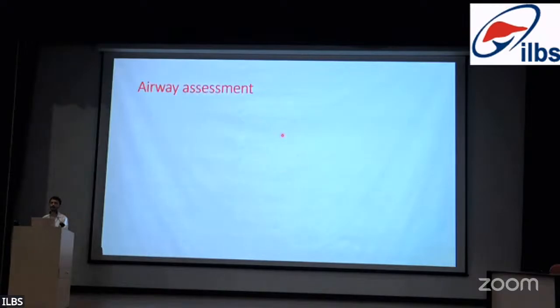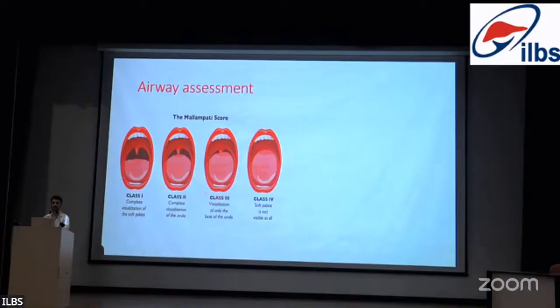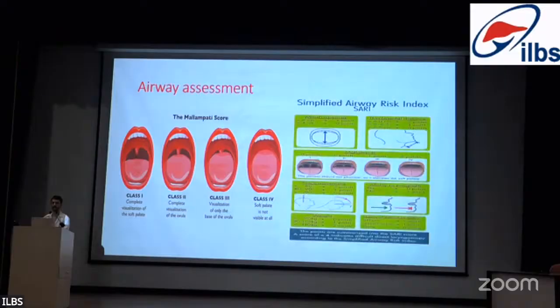Next, moving to airway assessment. In the daycare procedures, there is no time for detailed airway assessment, so we quickly assess the patient's airway at the bedside. Most common assessment we do is the Mallampati score, where we assess the size of the tongue in relation to the oral cavity. There are 4 classes from class 1 to class 4, with class 1 being an easy airway and class 4 being a difficult airway. We also look into multiple parameters like mouth opening of the patients.